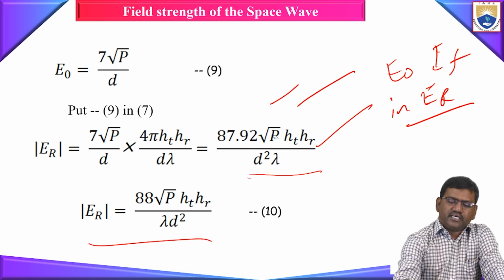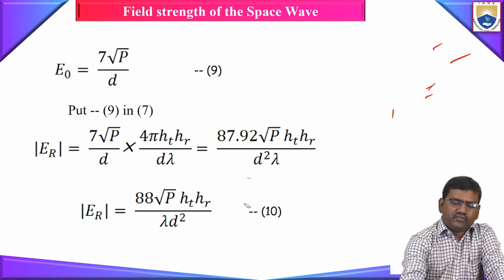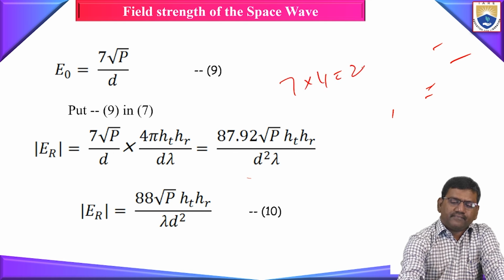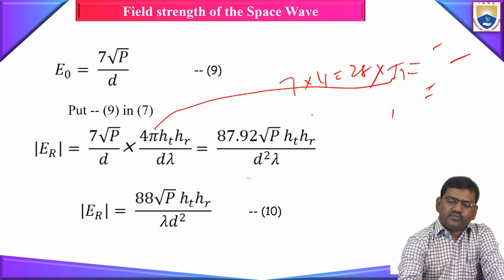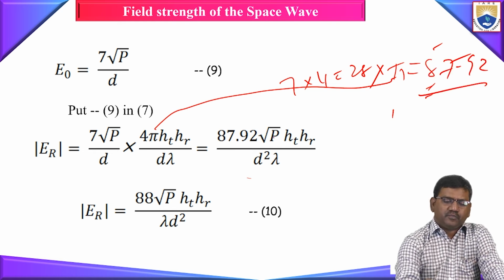Here you can simplify: 7 into 4 is equal to 28, and 28 into pi gives 87.92, and this root P is as it is.